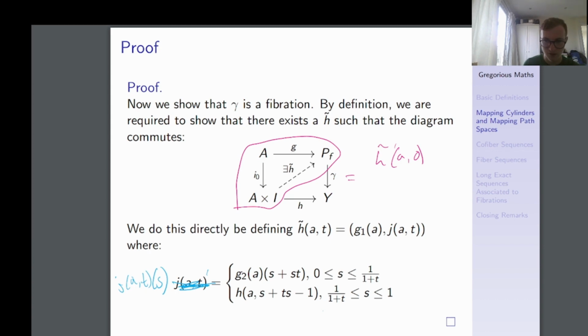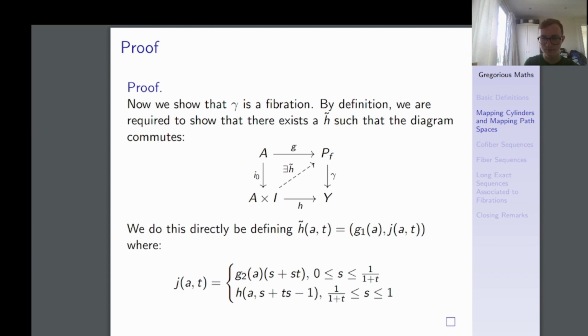We just get, well, the first coordinate is going to be G1 of A. The second coordinate is going to be G2 of A, and then when we apply the function at S, we just get G2 of A of S. So really we're just getting G2 of A, which is obviously equal to G of A. So that's good. We got that. So the first triangle commutes.